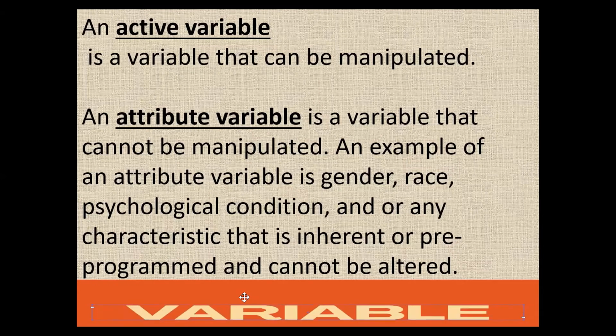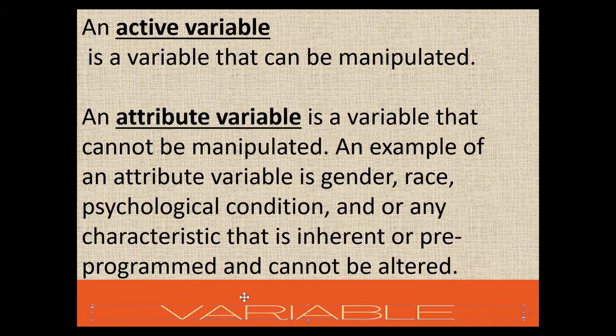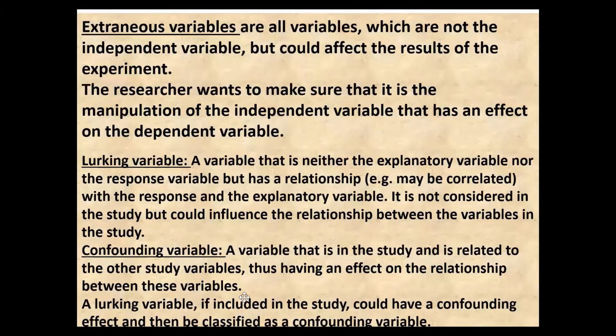If you are a female, you are a female, that cannot be manipulated. If you are Hindu, you are Hindu. If you are Brahman, you are Brahman. So attribute variables cannot be manipulated, while active variables can be manipulated by the experimenter.